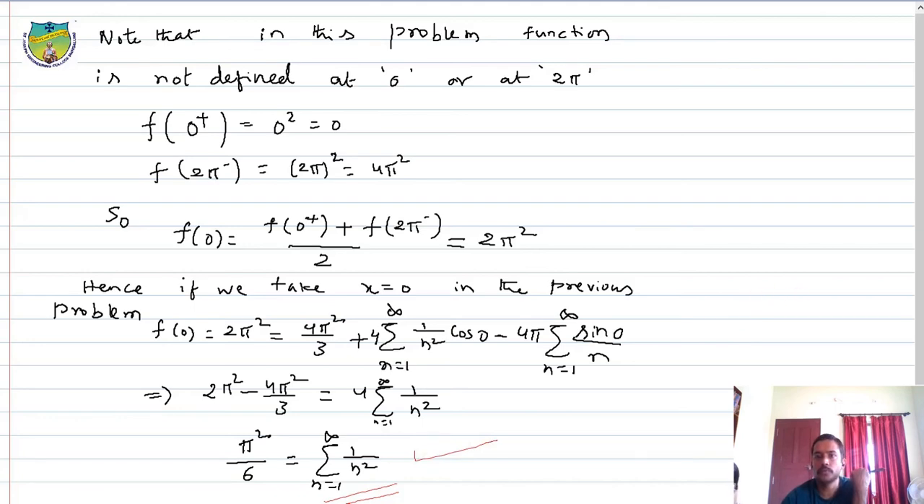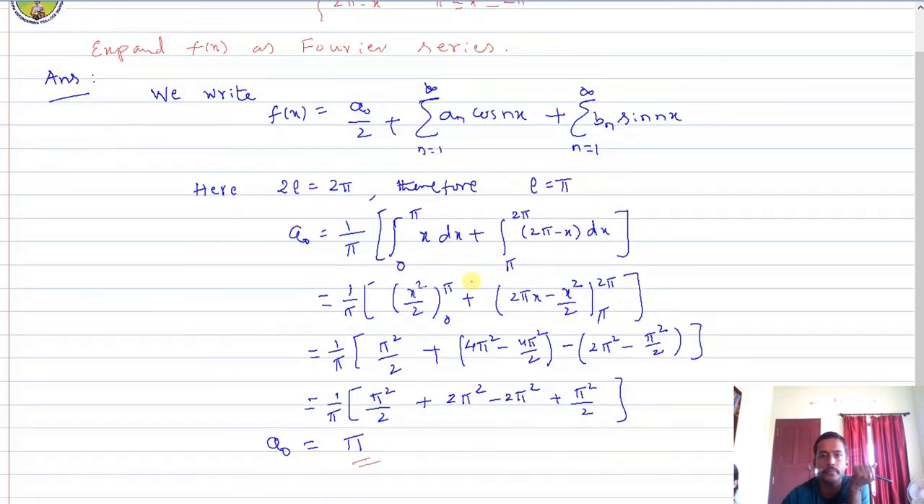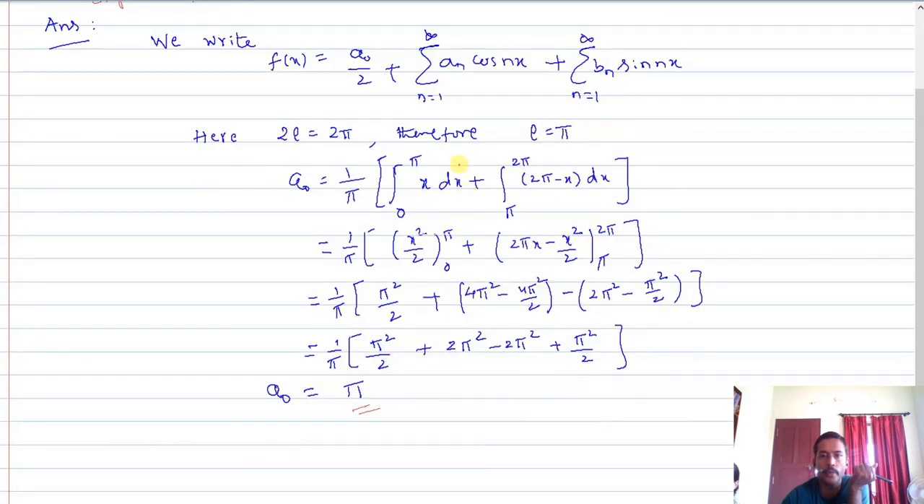Fine. We shall move on. Let's consider another function defined with two definitions. From 0 to pi it is defined as x, and from pi to 2 pi the function is defined as 2 pi minus x. This is the one. So as usual I have to calculate all three: a0, an and bn. You can do this calculation, I will skip those. If you observe, you will get the a0 value as pi.